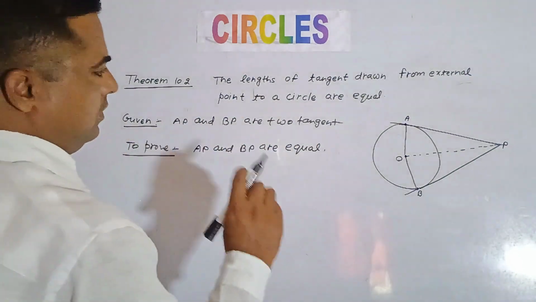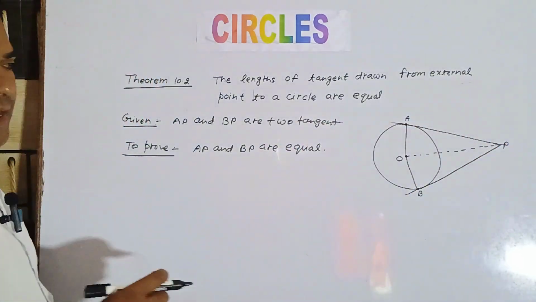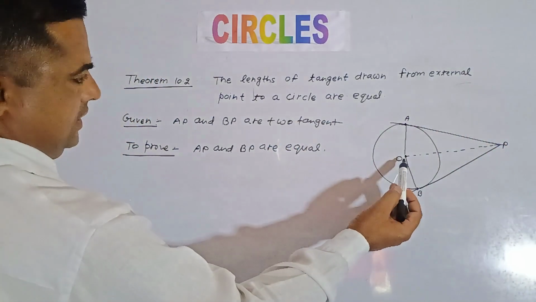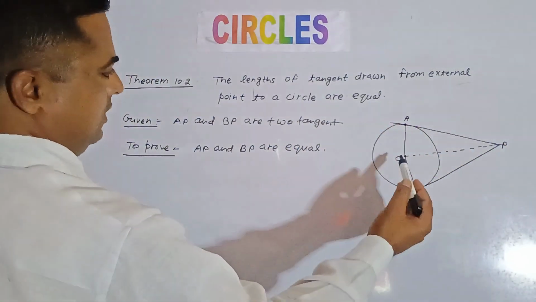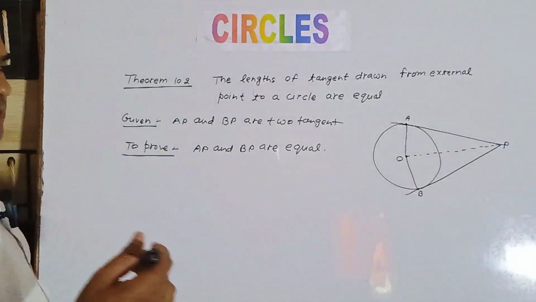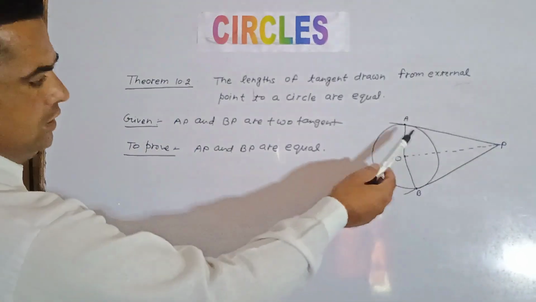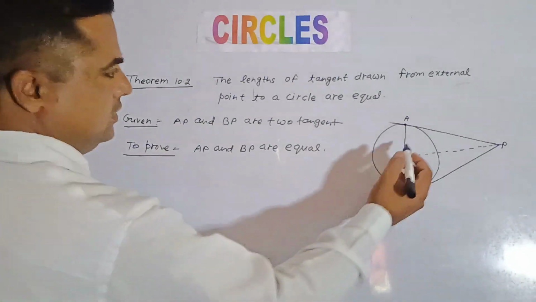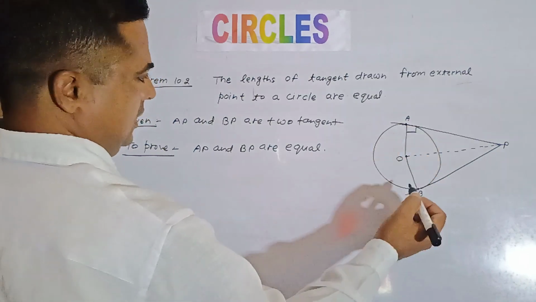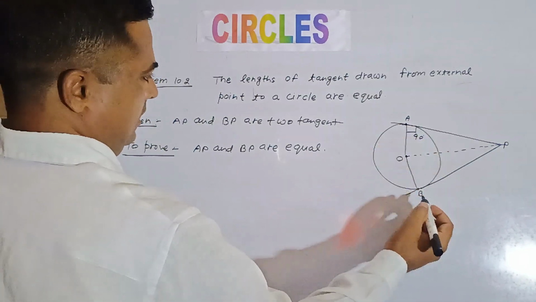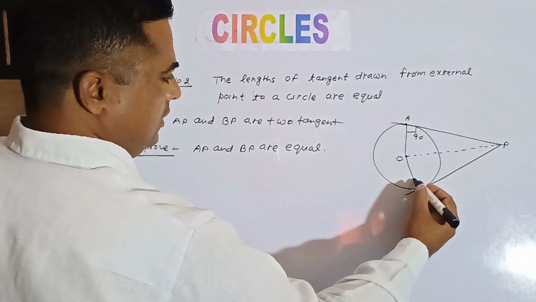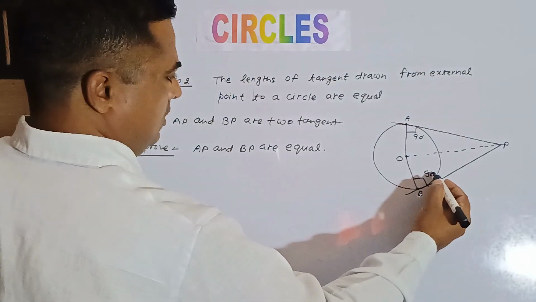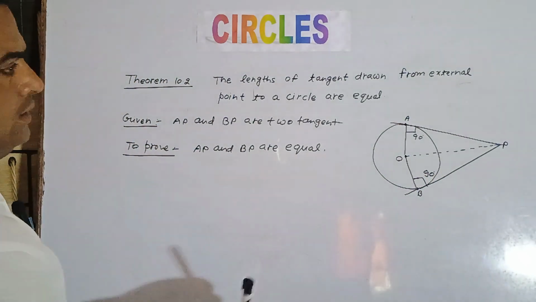Now we will do one construction. We will join O and P. Now you have two triangles here, OAP and OBP. We have to show these two triangles are congruent. Students, the radius is always perpendicular to the tangent, so this will be 90 degrees, and this is also 90 degrees. We know this theorem, okay?